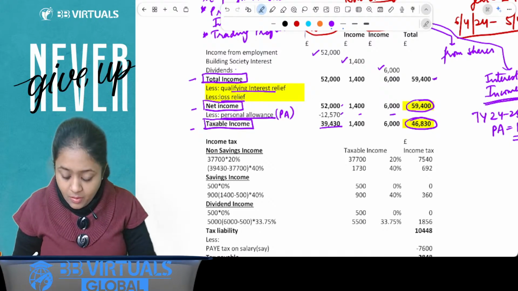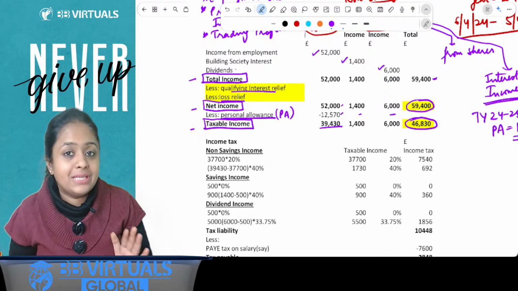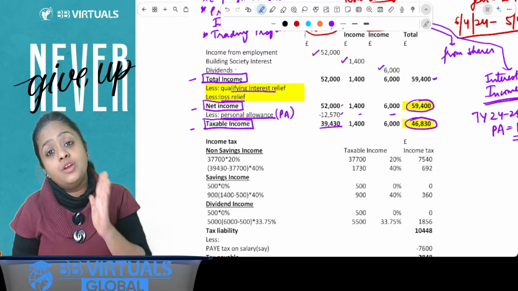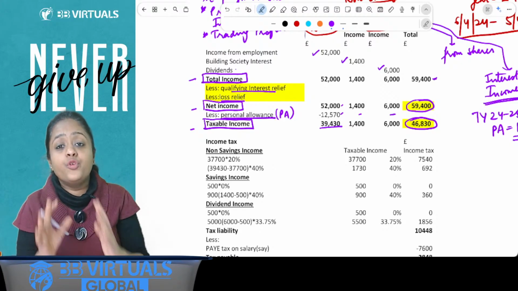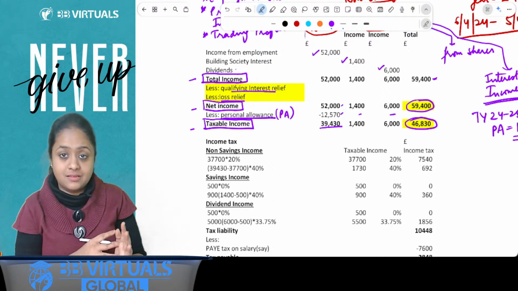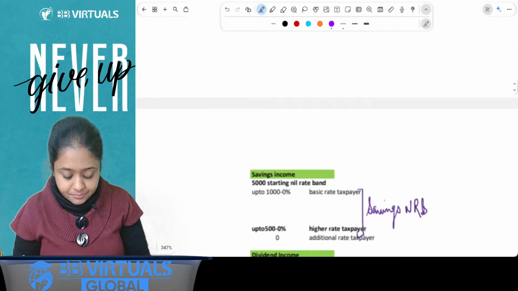Okay. Now let's go forward. So we have got our taxable income, and now I need to tell you how to calculate taxes. For that, first let me explain a few basic concepts of taxing. Okay, so just be with me.